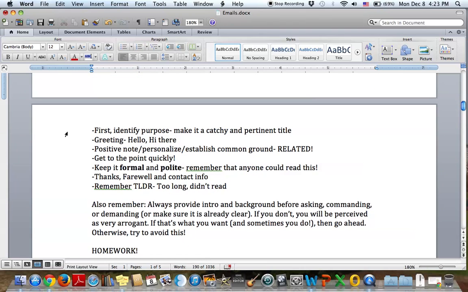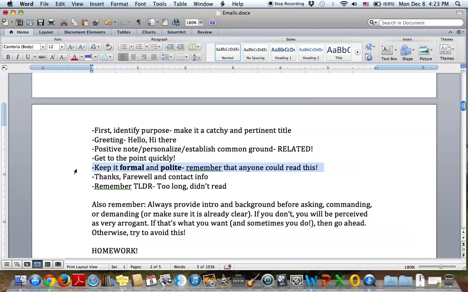So, we've gone through these steps so far. Identify purpose. Make that into your title. Make it clear. Put a little greeting up there. Hello, hi there. Doesn't have to be too terribly formal. Some sort of positive note, personalize, establish common ground. Again, hey, hope everybody's surviving. Hope you're all doing well with the assignment. Hope you're managing to take care of all of the accounts right now. Establish common ground. Just a reminder, just wanted to let you know again, make sure that it's related to the topic at hand. Get to the point quickly. Don't make people wait. We want to get to the point very quickly. Don't have an entire paragraph about extra information.